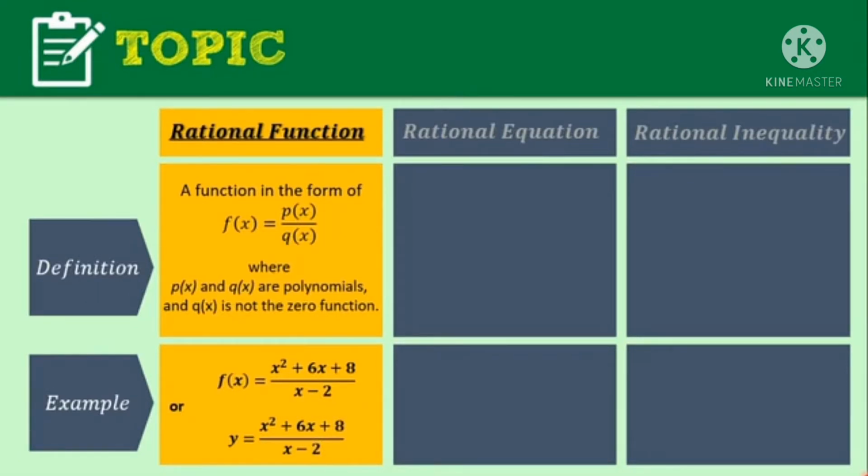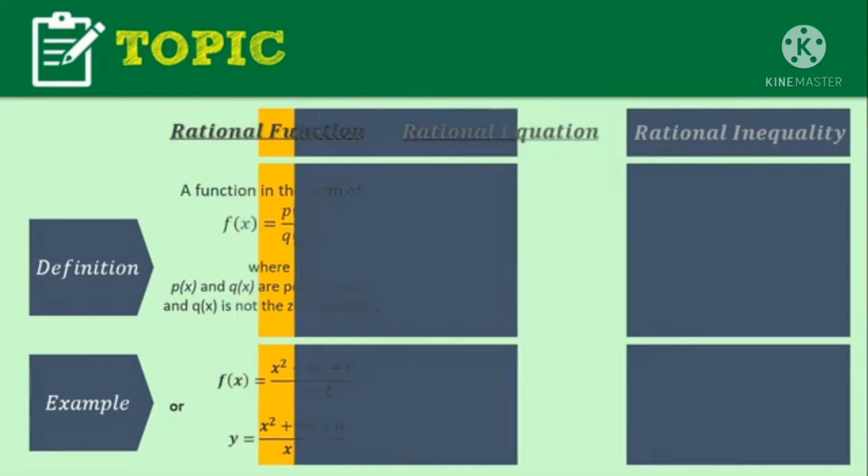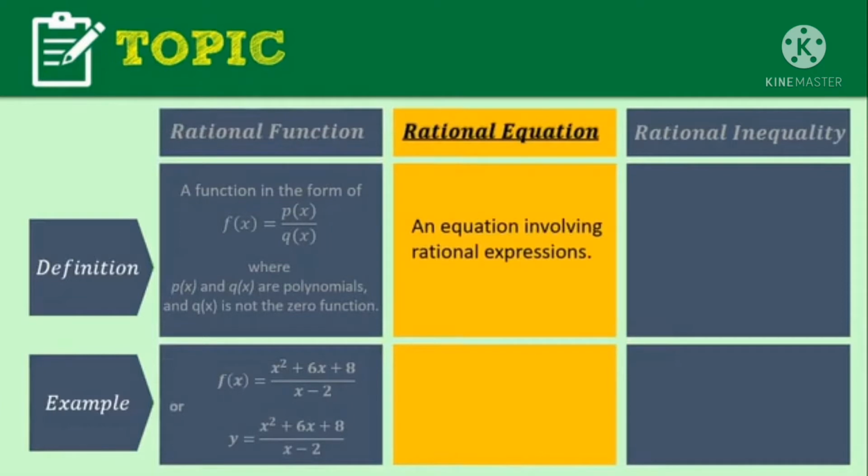Now, how about the rational equation? Let's move to the next column. Rational equation. It's an equation involving rational expressions. That's why it's very important for us to identify if the given is a rational expression. Again, it's an equation, so it makes use of the equal sign. So let's see one example. We have 5 over x, which is an example of a rational expression, subtracted by another rational expression, 2 over 3x, is equal to 2 over 7. So that means this example right here is an example of a rational equation. You see the equal sign, at the same time, the presence of rational expressions. Are we good with that?